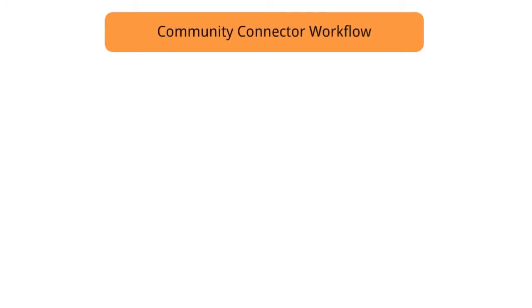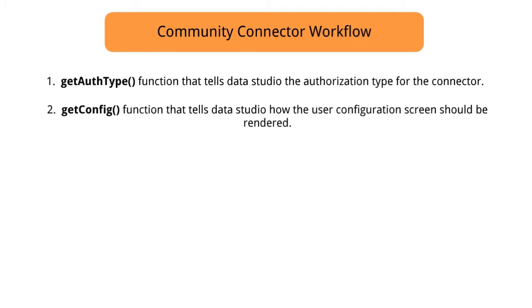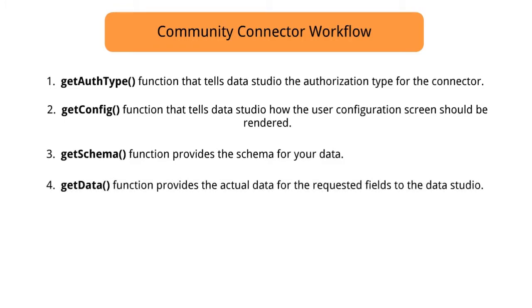Now let us learn about the Community Connector Workflow. In a basic community connector, you'll define 4 functions that are: 1. GetAuthType function that tells Data Studio the authorization type for the connector. 2. GetConfig function that tells Data Studio how the user configuration screen should be rendered. 3. GetSchema function provides the schema for your data. 4. GetData function provides the actual data for the requested fields to Data Studio.